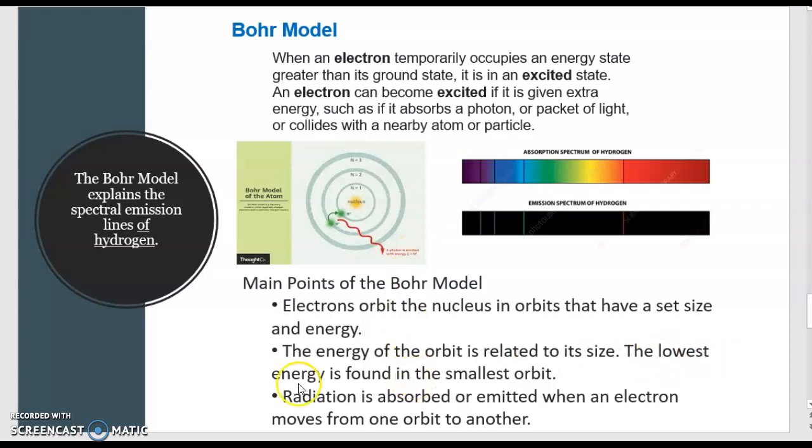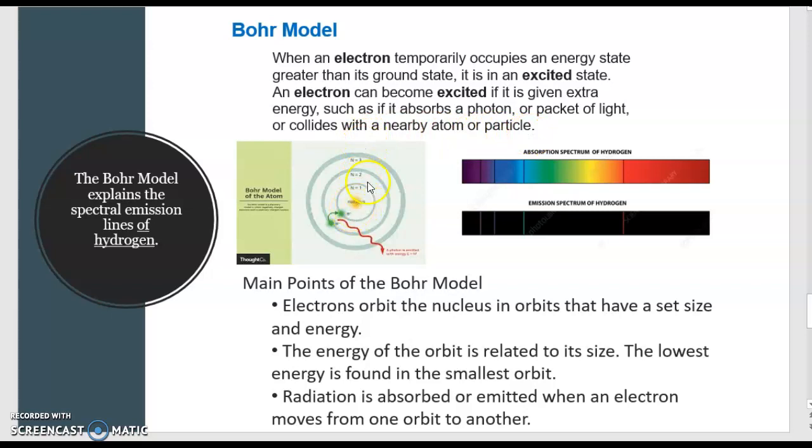The lowest energy level is found in the smallest orbit, so we would call this one level. That would be the lowest energy level. And if the atom absorbs energy, the electron could be stimulated to a higher energy level, let's say energy level 2 or energy level 3, and so forth. So, how does that happen? An electron can become excited if it is given extra energy, such as if it absorbs a photon or a packet of light, or perhaps it collides with a nearby atom or particle.